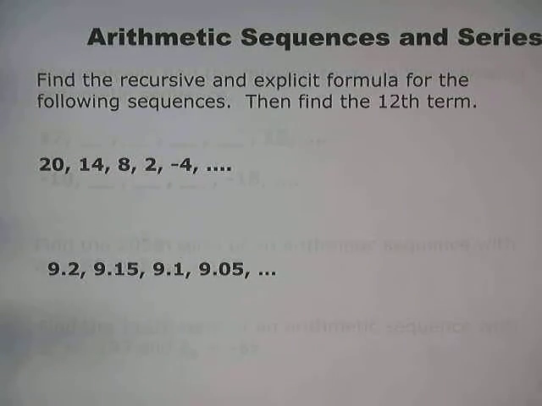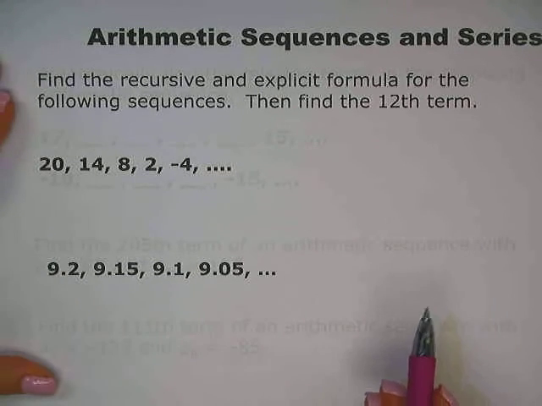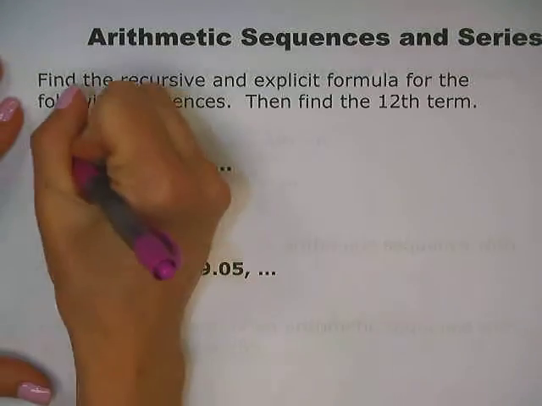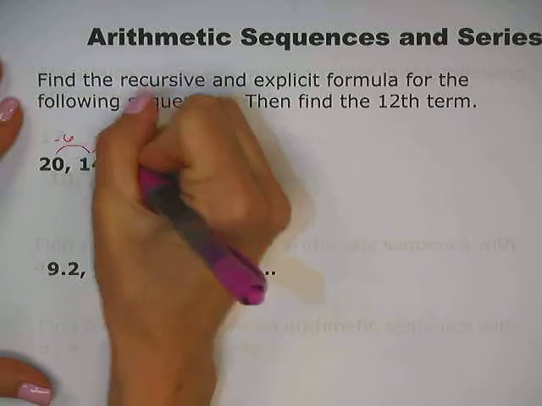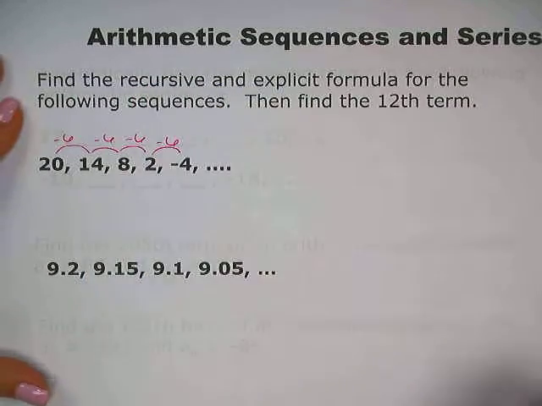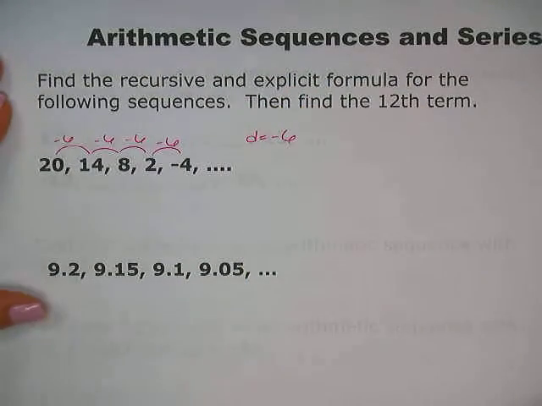Find the recursive and explicit formula for the following sequences, then find the 12th term. All right, so let's begin. First thing I look at is what is my common difference? Well, common difference in this case is minus 6. Minus 6, minus 6, minus 6. Common difference, d equals -6.